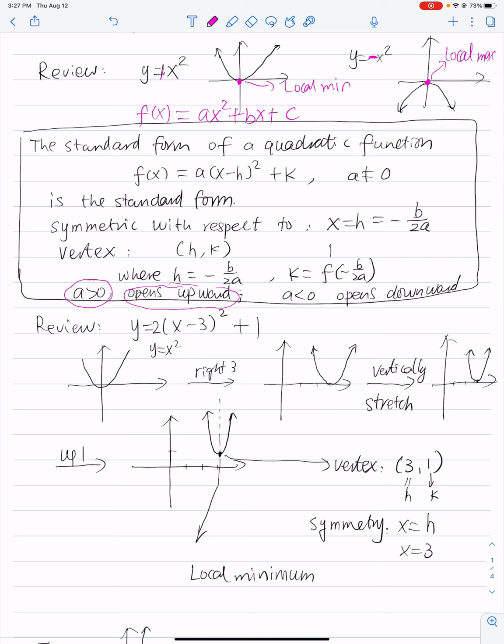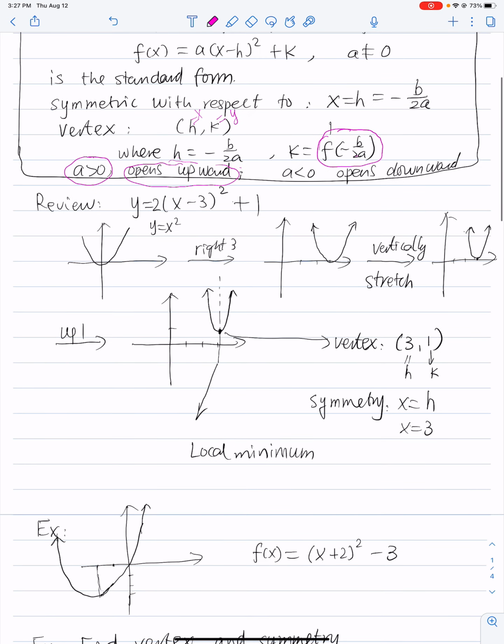And so the h here is defined as negative b over 2a, and k is f of negative b over 2a. So h is your x coordinate, k is your what? Y coordinate. Because the formula for k is kind of complicated, it will be much easier if you just plug the h into the function and find the corresponding y value. Okay, so this is why k is defined like this.